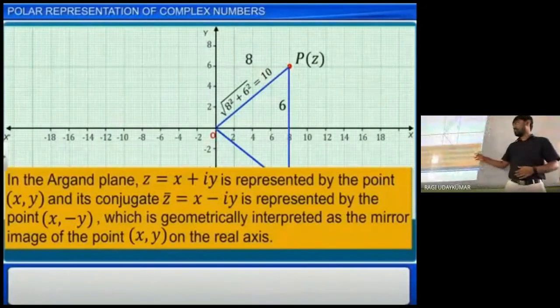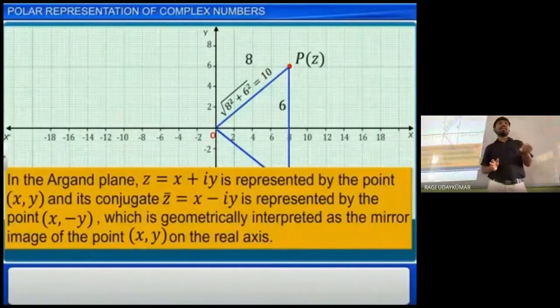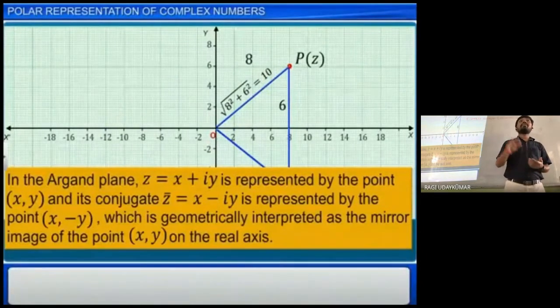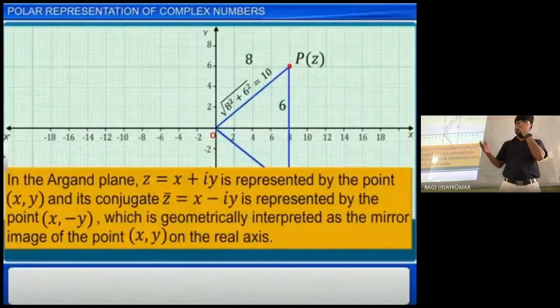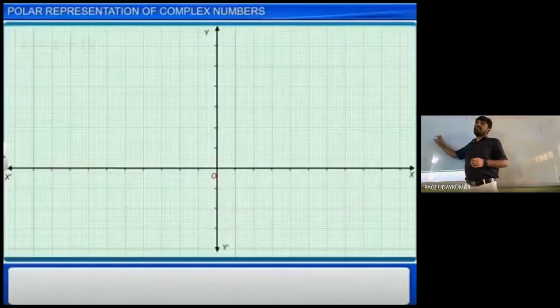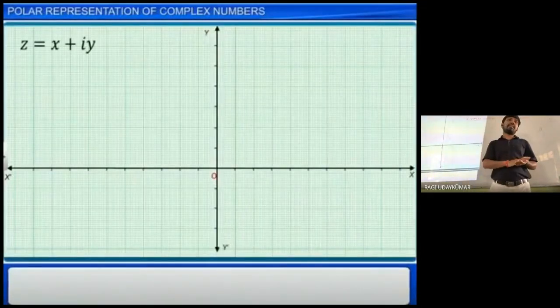Z equals x plus iy is represented by the point (x, y), and the conjugate x minus iy is represented by the point (x, minus y), which is geometrically interpreted as the mirror image of this particular point (x, y). It is a mirror image only with the real axis acting as a mirror.